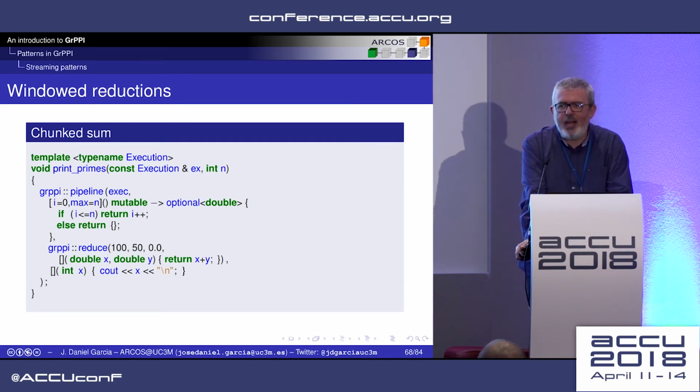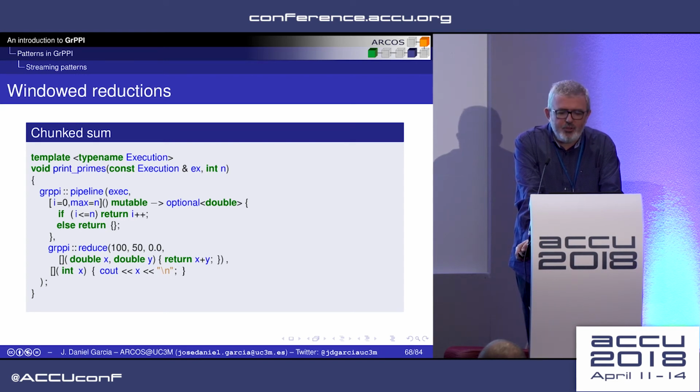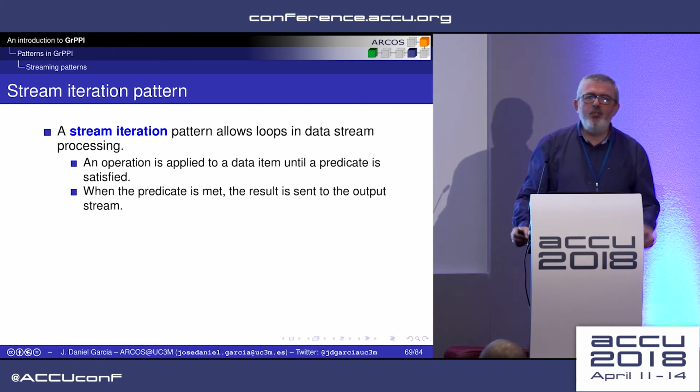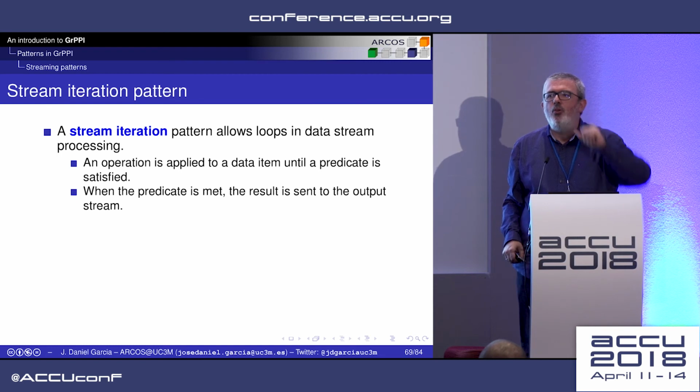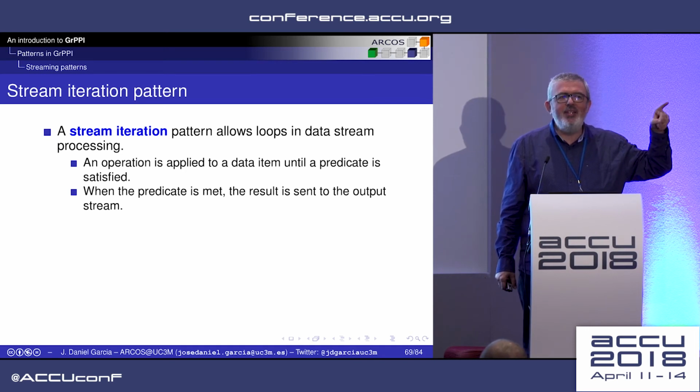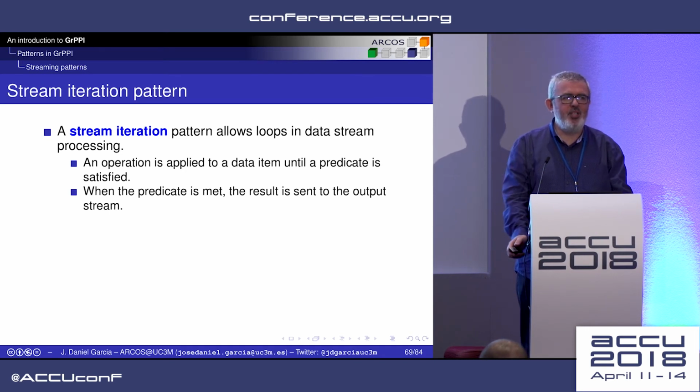And the last operator that we have today is stream iteration. Stream iteration allows you to have a subset of the pipeline work as a loop. This is sometimes useful if you are processing elements and then you have some quality metric, and if the quality metric is not satisfied, you feed back that data item and you reprocess it.